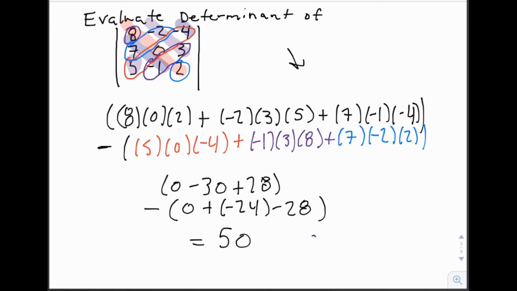So the 8 times the 0 times the 2 will get us this 0. The -2 times the 3 times the 5 gets us this -30. The 7 times the -1 times the -4 should get us this +28 here. The 5 times the 0 times the -4 gets us this 0. The -1 times the 3 times the 8 should get us a -24. And then finally, the 7 times the -2 times the 2 should get us a value of -28. So again, we use parentheses here and take our first number and subtract our second number, and we should get a value of 50.